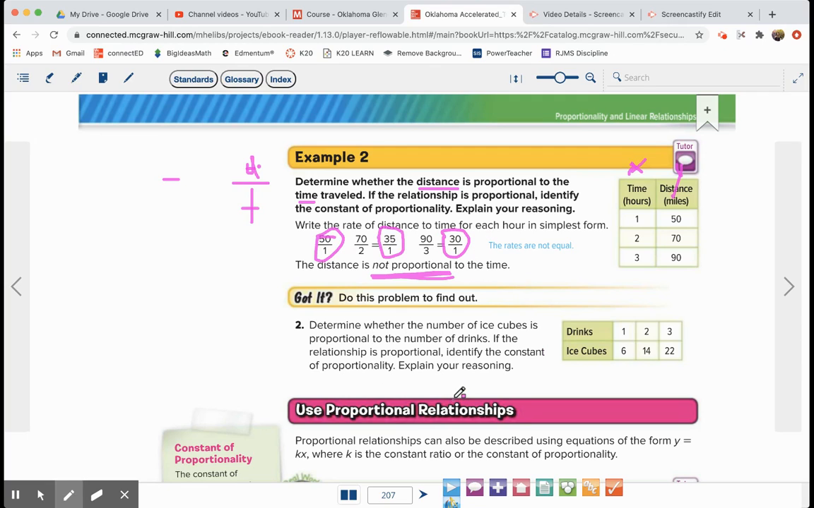So I want you to try number 2, but you won't get to see me go over. Actually, I'll just check it here. Pause your video, try it, and then I'll explain it here.